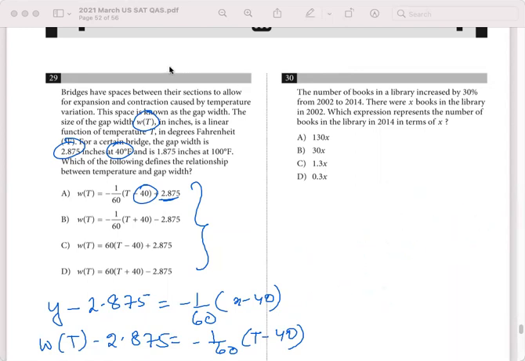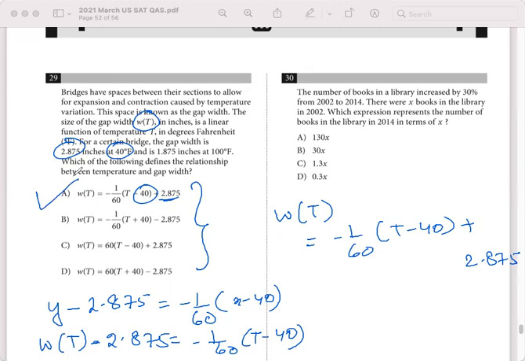Which further takes me to the next part. So Wt, if I take this minus 2.875 to the right hand side, it would be minus 1 by 60 times t minus 40 plus 2.875. And I think I have that option, right? It's option A, minus 1 by 60 times t minus 40 plus 2.875. So option A is the right answer.